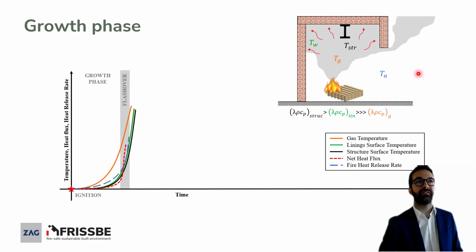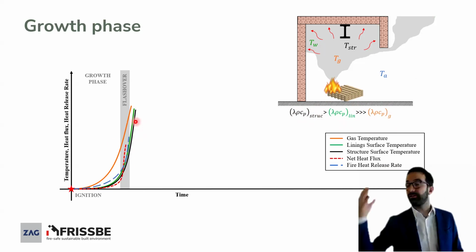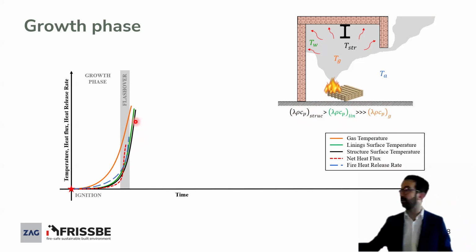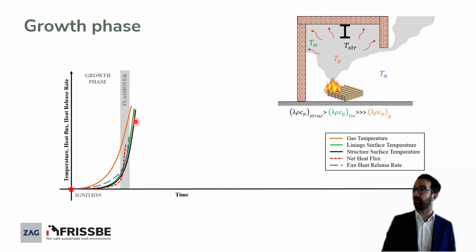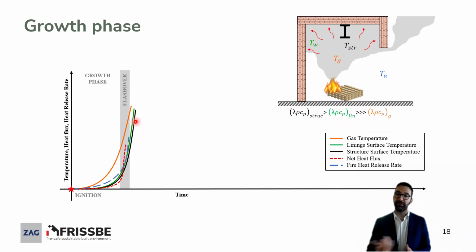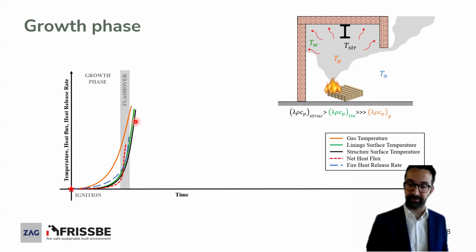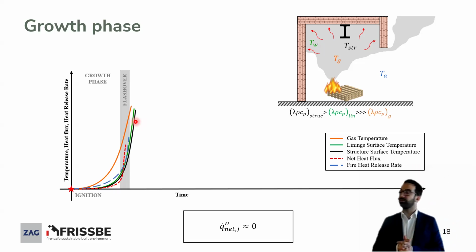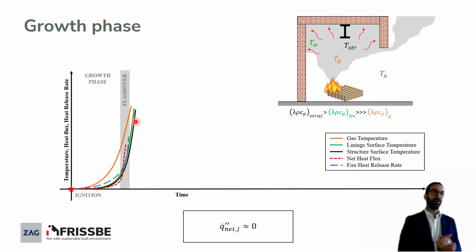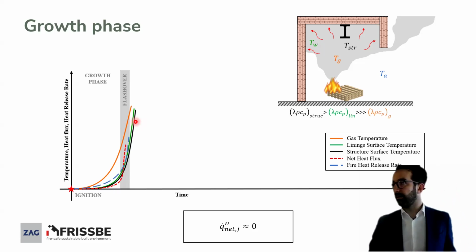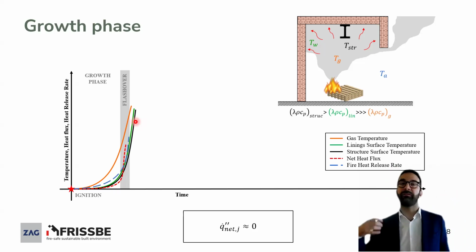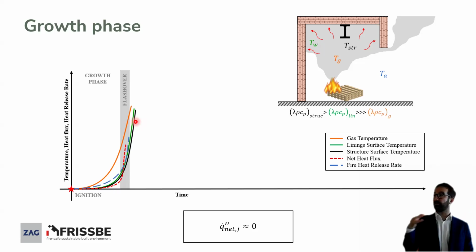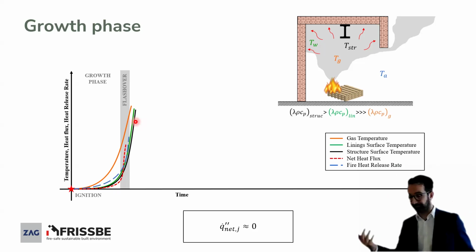So here you see that the gases increase much faster than the linings. The surface of the linings in the compartment is a bit delayed, and the structure, here a steel section, but it could be a concrete slab or a concrete beam, has a higher inertia, so it takes a longer time to follow what happens in the gas phase. But what we usually assume for structural fire calculations is that we neglect the growth phase, because unless we have a very big compartment, before transition to flashover the heat fluxes and the temperatures are relatively low.